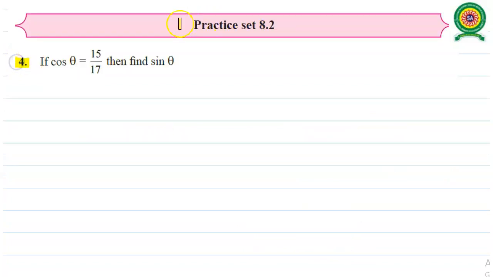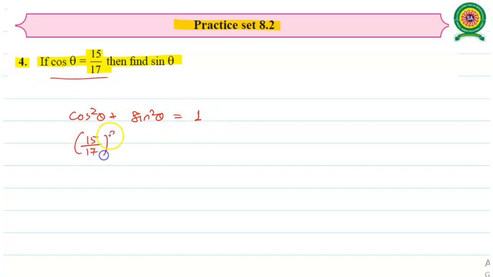Look at question number 4 from practice set 8.2. If cos theta equals 15 divided by 17, then find sin theta. Again we know the trigonometric identity cos square theta plus sin square theta equals 1. We may write it as sin square theta plus cos square theta equals 1, because addition is always commutative. We are given cos theta equals 15 by 17. So cos square theta equals 15 divided by 17 the whole square, plus sin square theta as it is, equals 1.